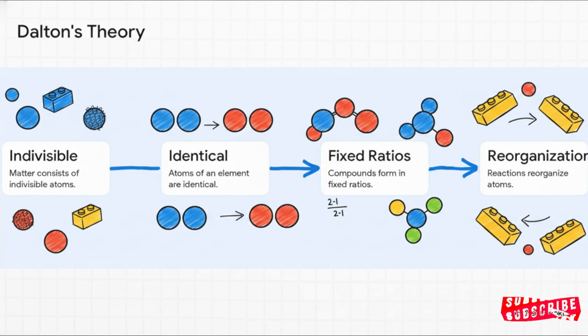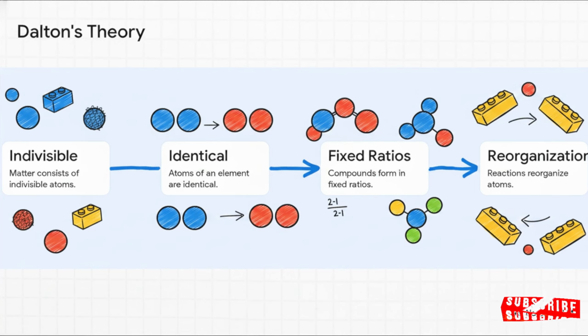Let's look at Dalton's atomic theory from 1808. John Dalton basically gave us 4 simple steps. First, he said all matter is made of tiny, indivisible particles called atoms. Think of them as indestructible Lego bricks. Second, all atoms of a specific element are totally identical in mass and properties. Third, compounds are formed when these different atom bricks combine in fixed, simple ratios.